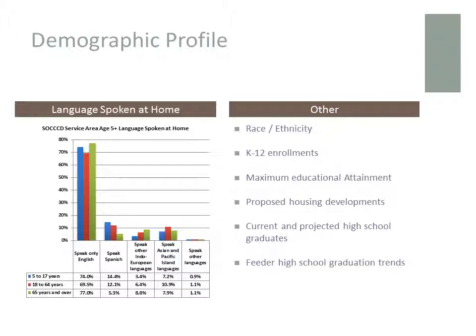There's some other demographic metrics discussed in the plan, including race, ethnicity, enrollments in K-12, different grades, educational attainment of the population, proposed housing developments. We actually spoke to some of the people in the planning departments to research what planning has been going on for future housing developments and how that might affect population. And we looked at high school graduation rates and forecast for that, which would help inform the enrollment growth projections.